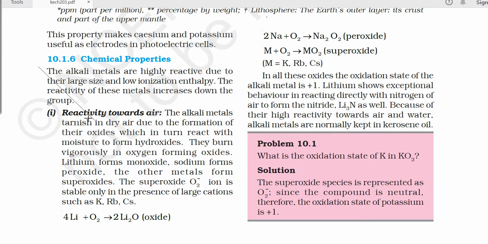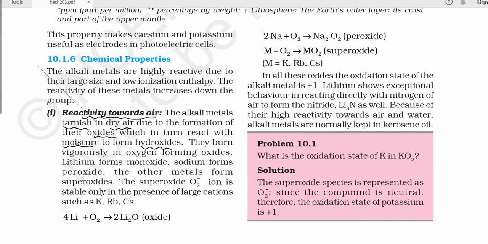the reactivity towards the air. How do the alkali metals behave with the air? The alkali metals tarnish in dry air due to the formation of oxides, which in turn react with the moisture to form the hydroxides. So what happens when the alkali metals react with the air? They react with the oxygen present in the air to form the oxides, and further, when these oxides react with the moisture present in the air, they form the hydroxides.